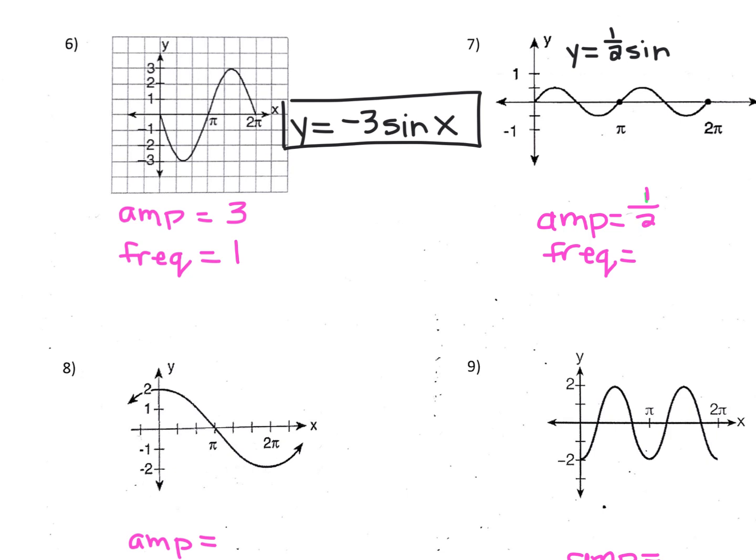Now the frequency is the number of complete cycles between 0 and 2 pi. So we have 1, 2 complete cycles, so the frequency is going to be 2. That is the number that we're going to put in front of our x in our equation here. All right, so this is our equation for number 7.